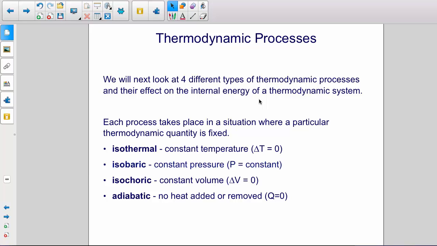So briefly, the way we look at these is we could say isothermal is change in temperature equals 0. Isobaric is change in pressure equals 0. Isochoric means change in volume equals 0. And adiabatic means Q equals 0. If you keep these handy, you can use them for solving a lot of thermodynamic problems.